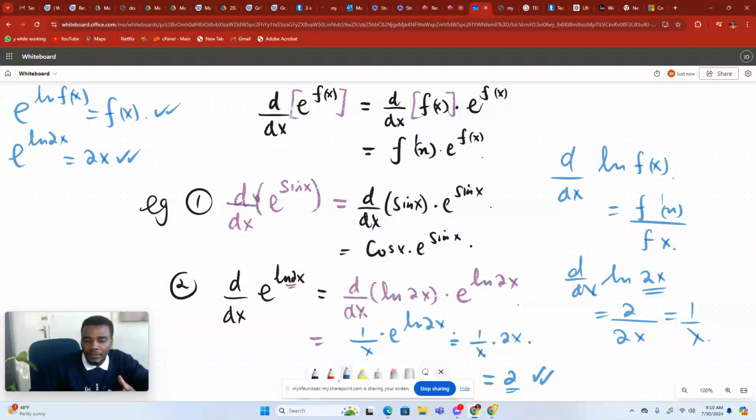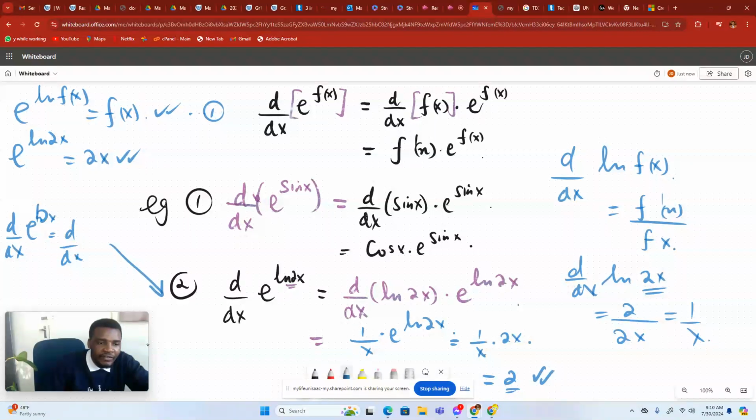You can also see that we could have gotten the same result by using the result from the rule directly. The derivative of e to the power of ln of 2x is simply the derivative of 2x, and the derivative of 2x straight away is 2. Hopefully you understand.